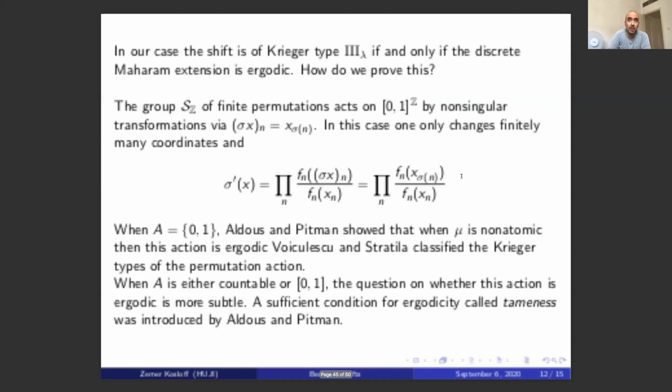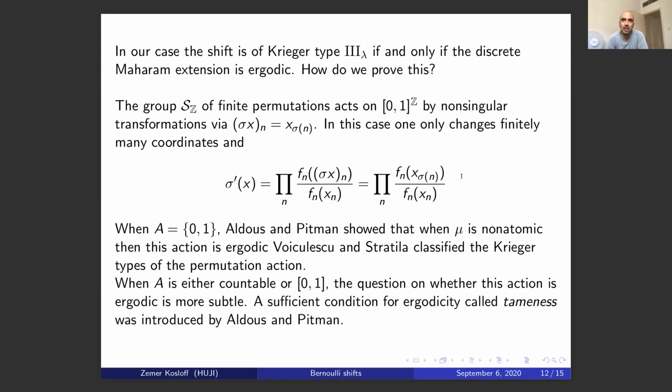And when you look at the countable set or the interval [0,1], then the exchangeability or the ergodicity of this action is more subtle, but there are several sufficient conditions. Among them is the tameness condition, which was introduced by Aldous and Pitman, which is kind of a Borel-Cantelli type condition.